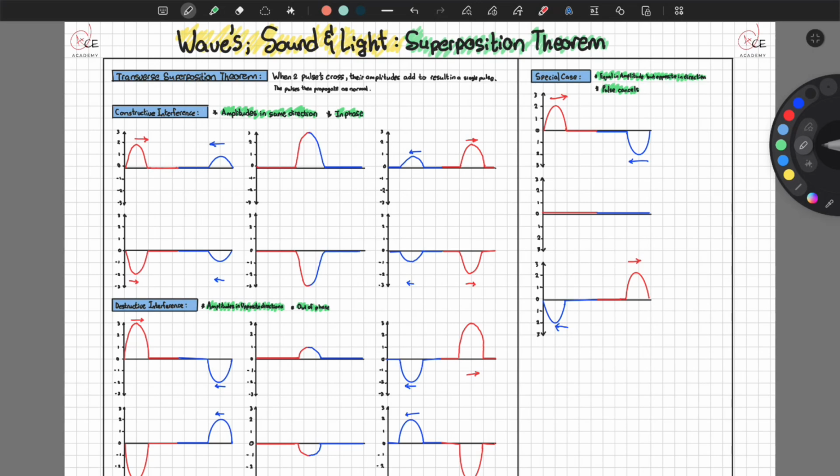Now, this phenomenon is governed by a simple theorem that we call the superposition theorem. The superposition theorem essentially states that when two pulses cross, their amplitudes add to result in a single pulse. Now, I just stated that to you guys. I didn't show you any examples so far, so that's going to be a bit fuzzy at first. But of course, we are going to delve into this section, and I'm going to show you what I mean by that statement step by step.